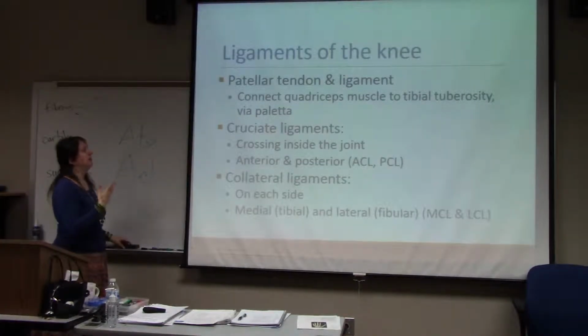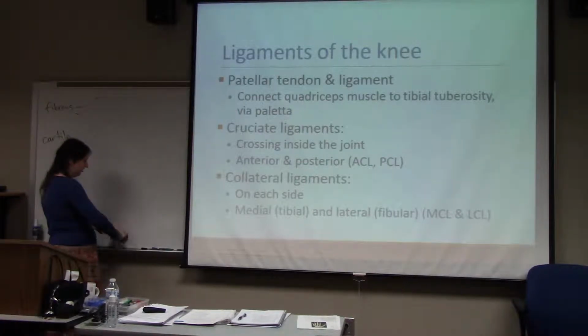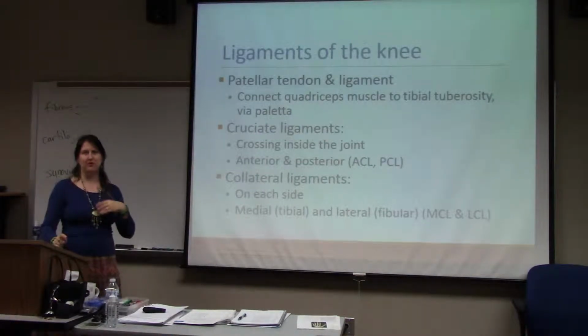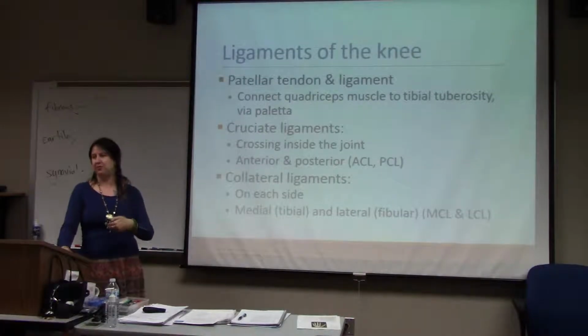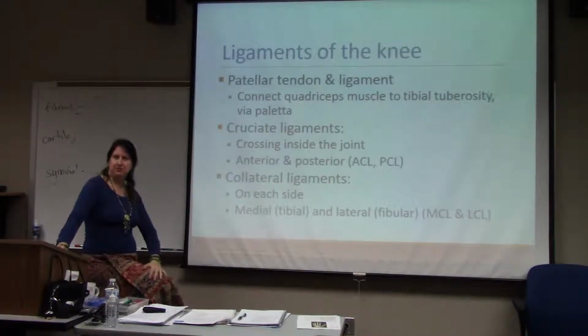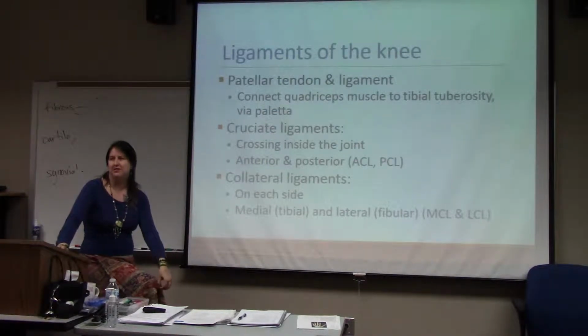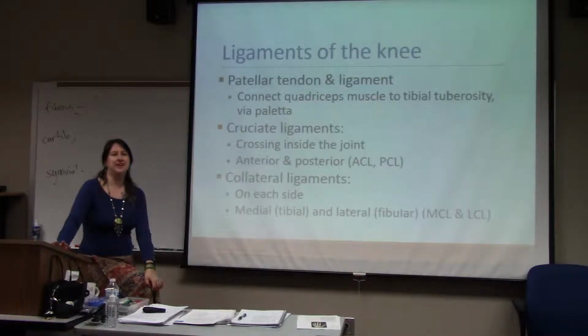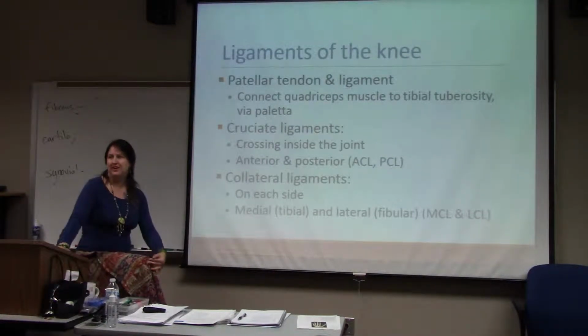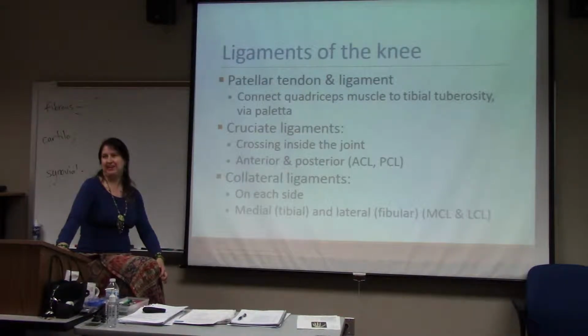There's the patellar ligament and tendon. So if it goes from a muscle to a bone, it's a tendon. If it goes from bone to bone, it's a ligament. What you've got is the quadriceps muscle group on the front of your thigh has one tendon that comes to the patella. Patella is a sesamoid bone. It's inside that tendon, but often when you continue on from the patella to the tibia, we call it the patellar ligament.